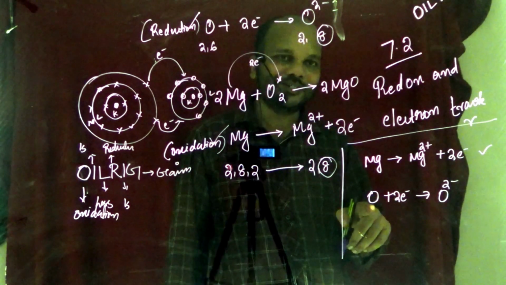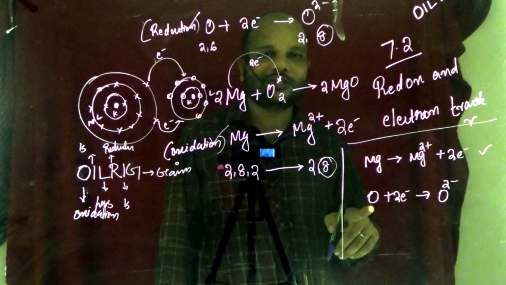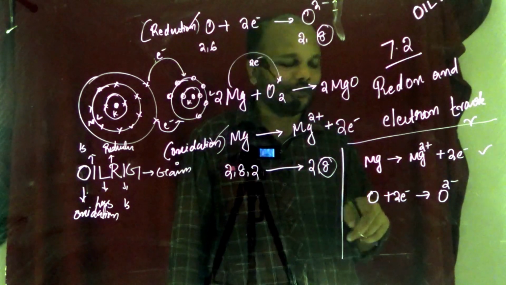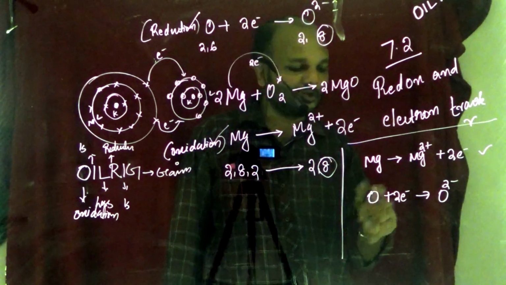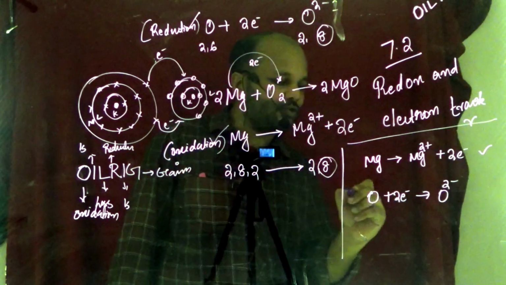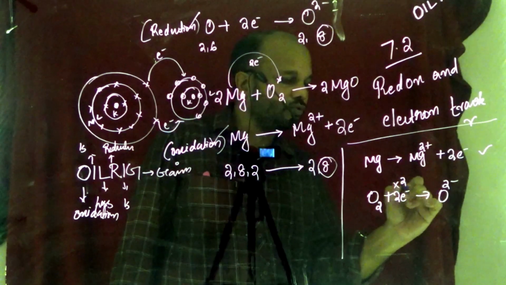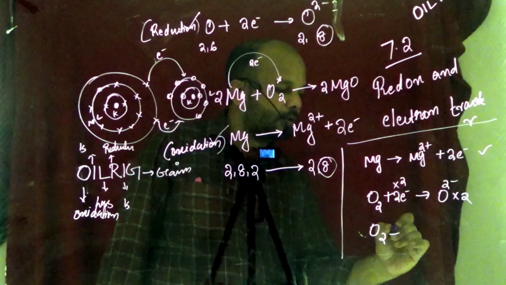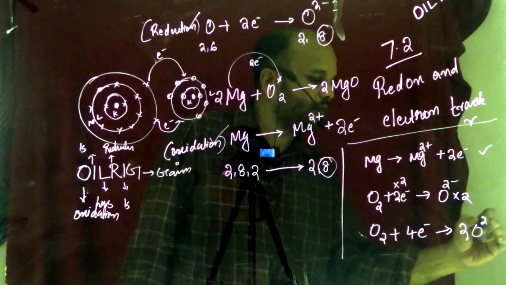Do you know any species like O existing? No. Oxygen always exists as a molecule, except in rare cases when some singlet oxygen is forming. So this is not a balanced one, and we need to balance it. If I just multiply everything by 2, then this is 2 into 2, this is actually 2 into 2. So I can write O2 plus 4 electrons gives 2 O2 minus.